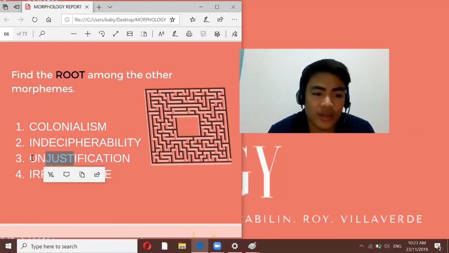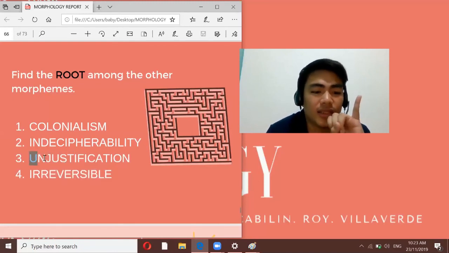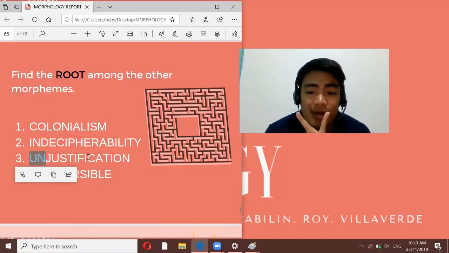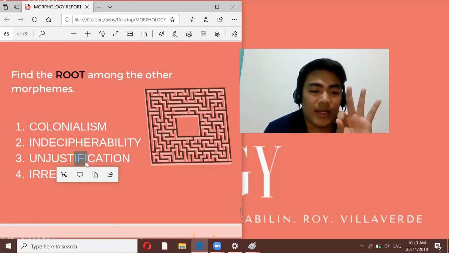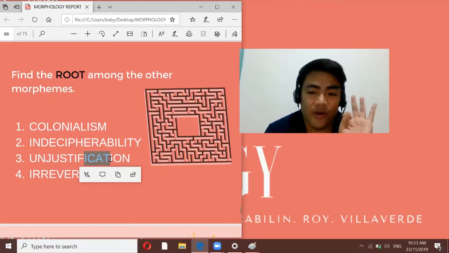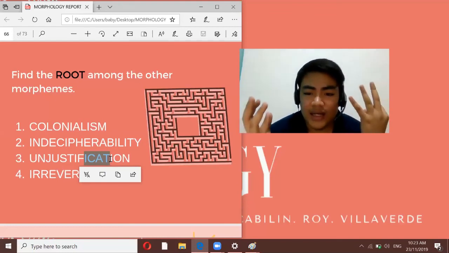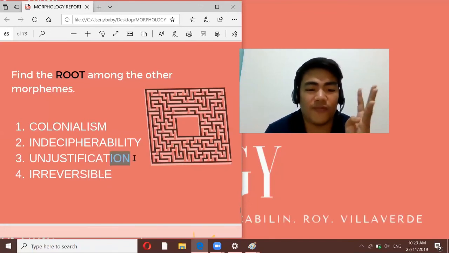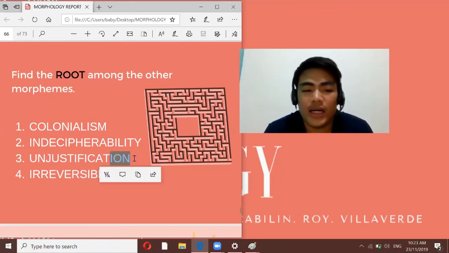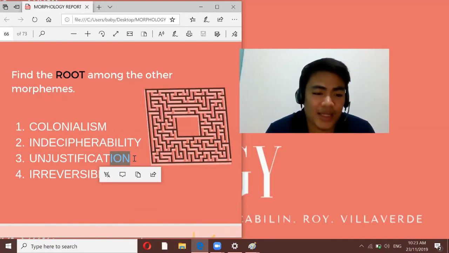Let's try to count the derivational morphemes here. We have un, ify, the verb forming suffix ify, and we have icate, also a verb forming morpheme, and we have the noun forming morpheme ION. So there are four derivations that happened here.